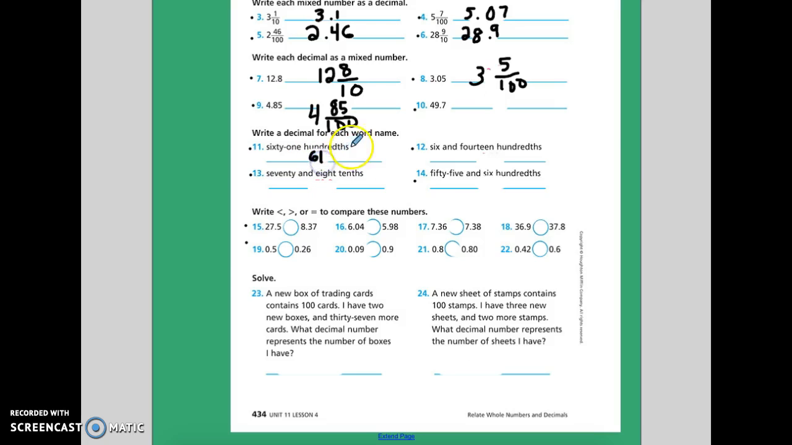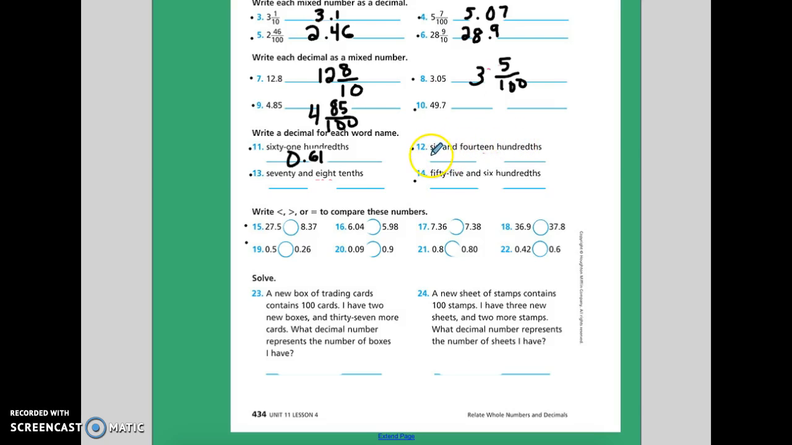And if it's hundredths, I know 100 has 2 zeros. So I'm going to go 1, 2 over. So we've got 61 hundredths. What about this one? 6 and 14 hundredths.